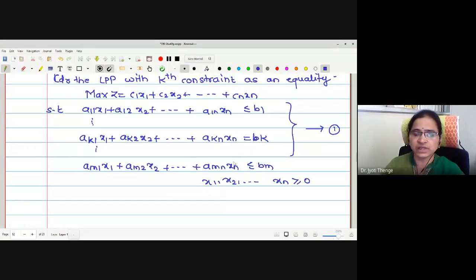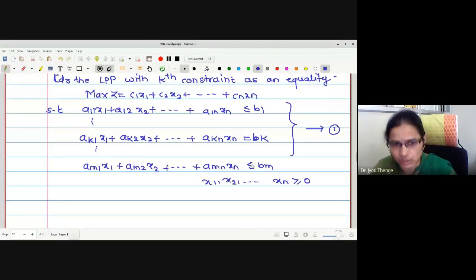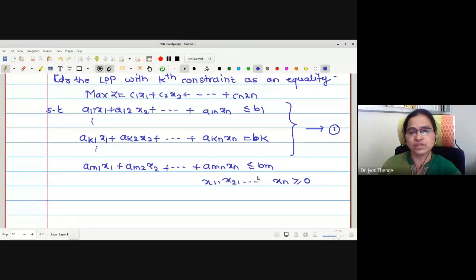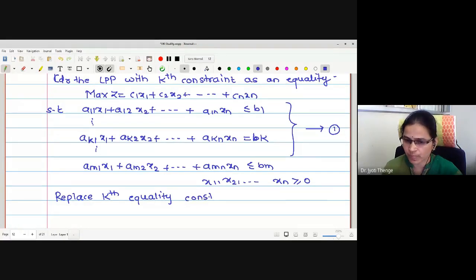Later we will convert that greater equal inequality to less equal inequality, right? Multiplying with minus. Now what should I write here then? Replace kth equality constraint by two inequalities.